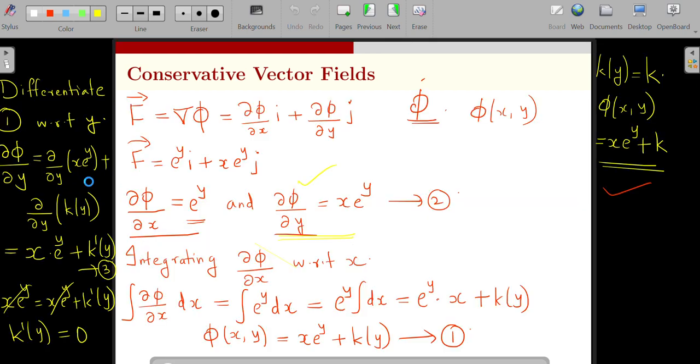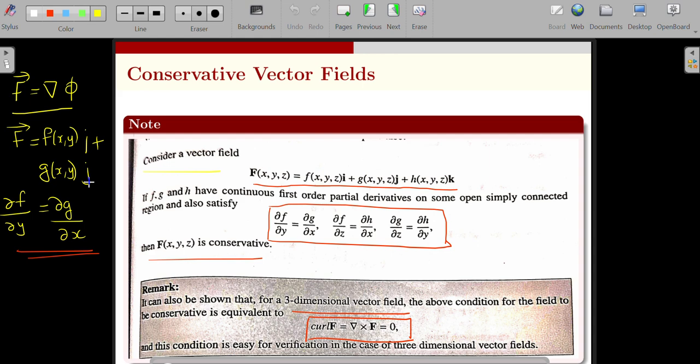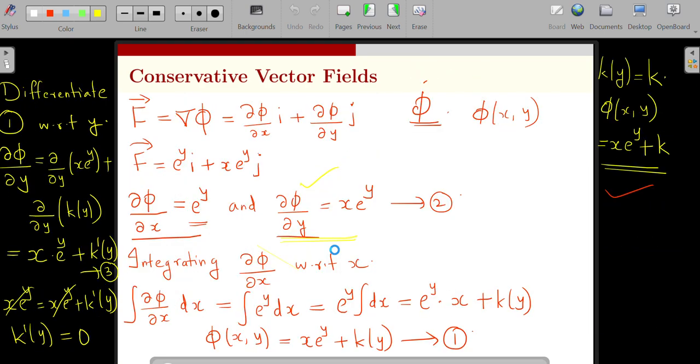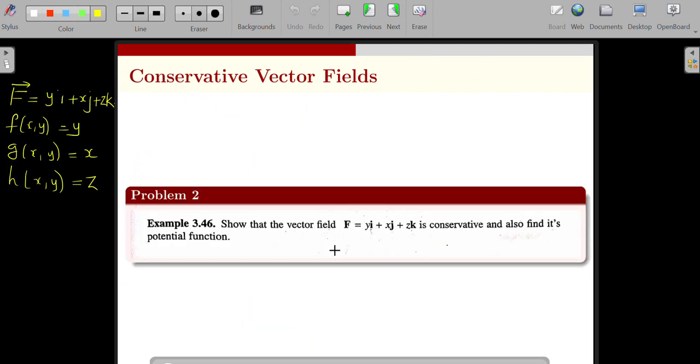We have already considered a remark, a note in which it says that if F is a vector field in three-dimensional space, then if it satisfies the conditions dou f by dou y equal to dou g by dou x, dou f by dou z equal to dou h by dou x, and dou g by dou z equal to dou h by dou y in an open simply connected domain, then F will be conservative. Or equivalent to that, if curl F equal to 0, then also F will be conservative. So let us check it with the second condition.